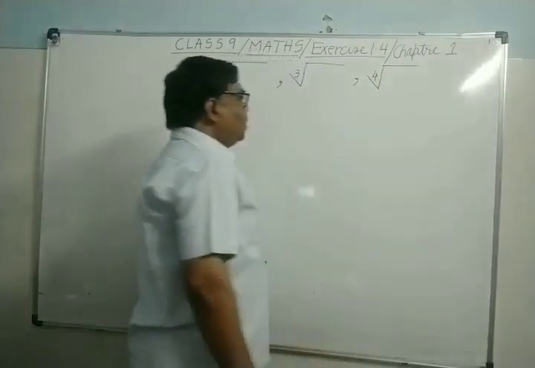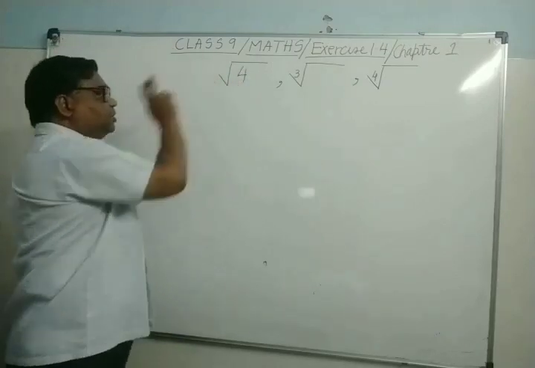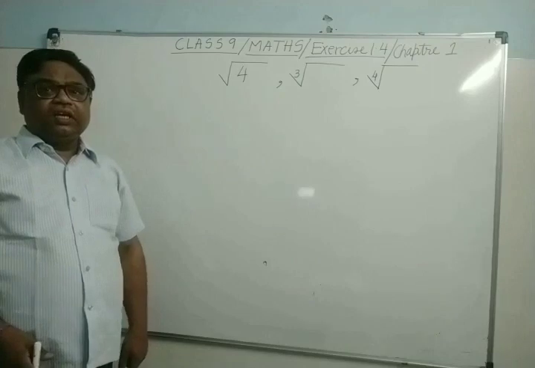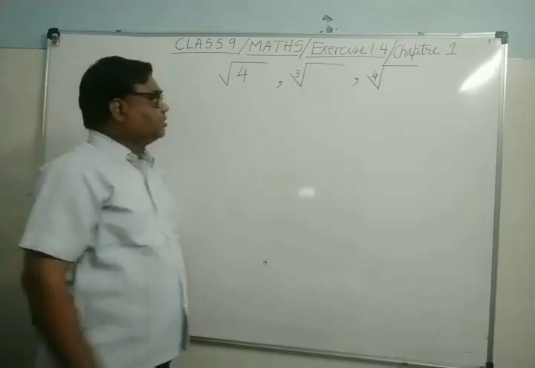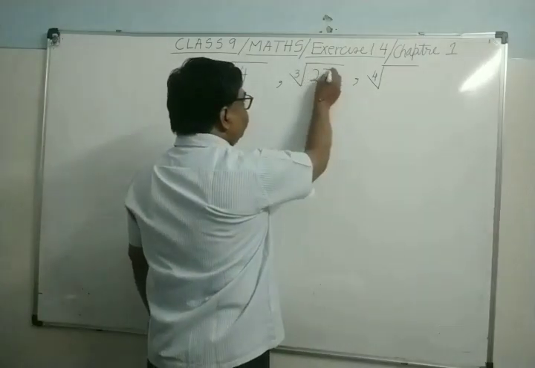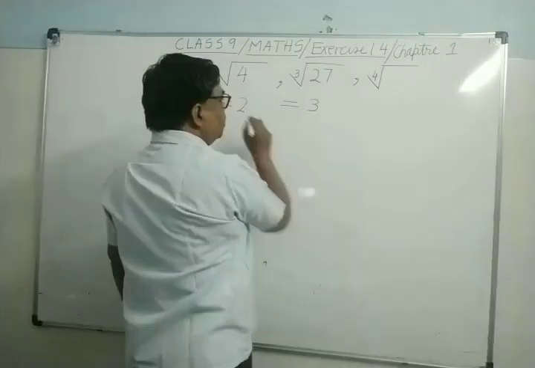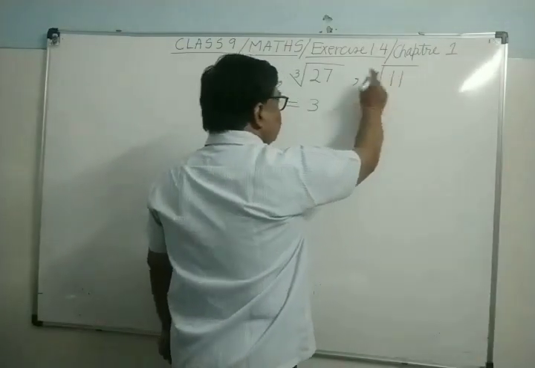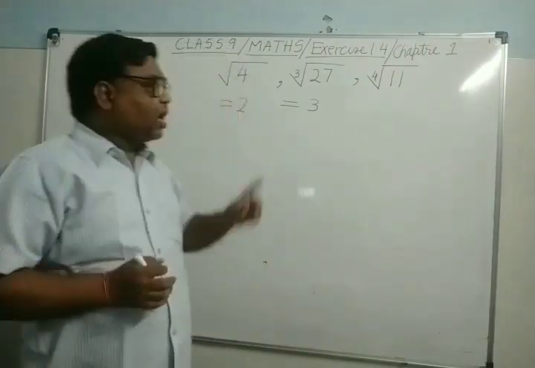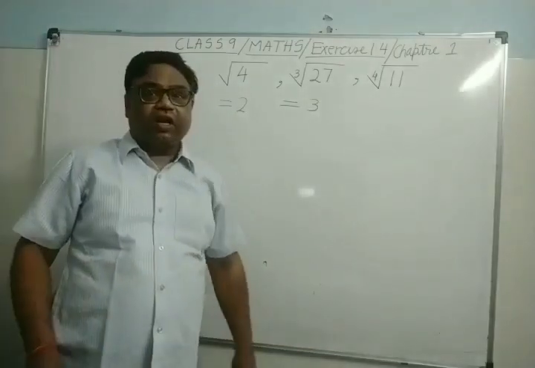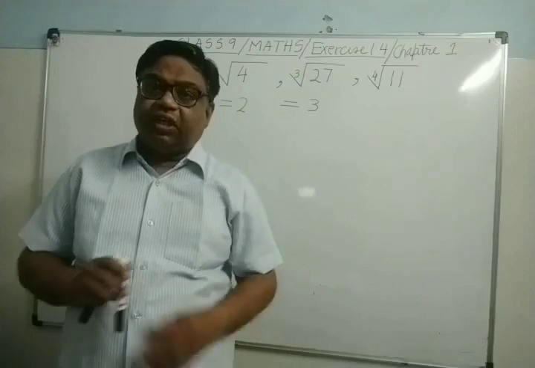Now suppose you have written square root 4, it is not a surd because it can be simplified. It's clear? It should be in the simplest form so that it cannot be further simplified. Cube root 27 is not a surd, it will be equal to 3. The fourth root of 16 will be equal to 2. Square root 11, fourth root of 11, these are surds. So here all the surds are of different order, they are not of the same order.